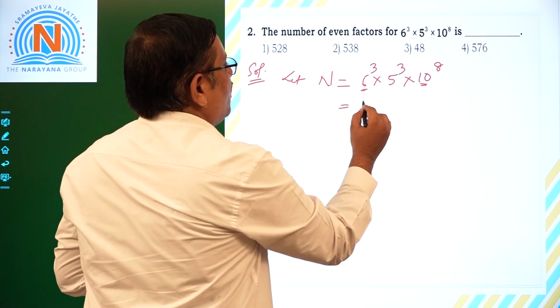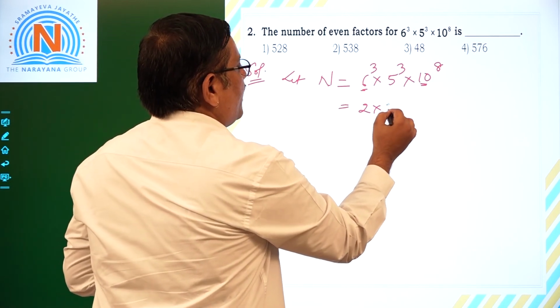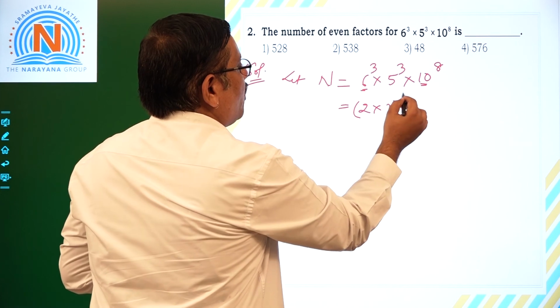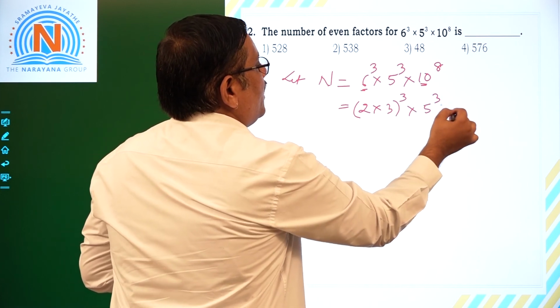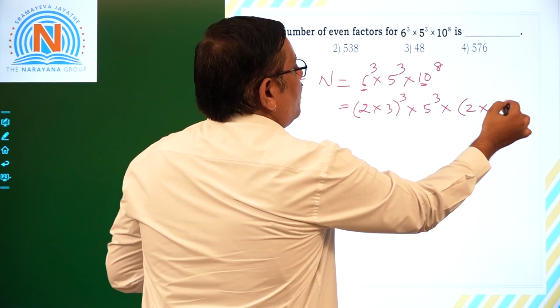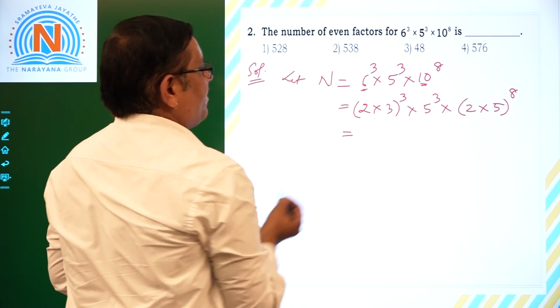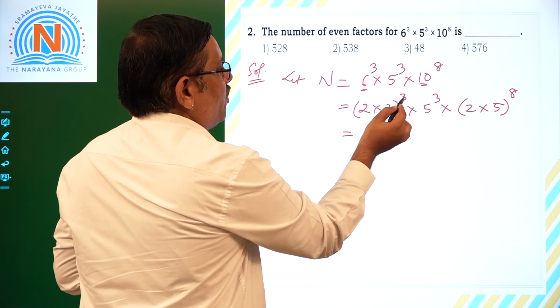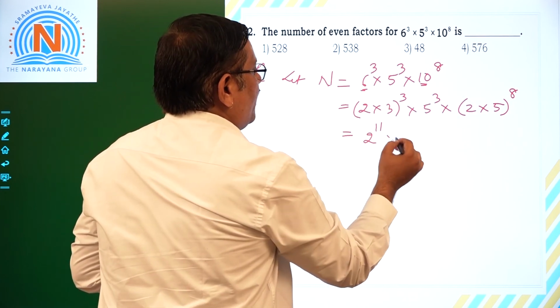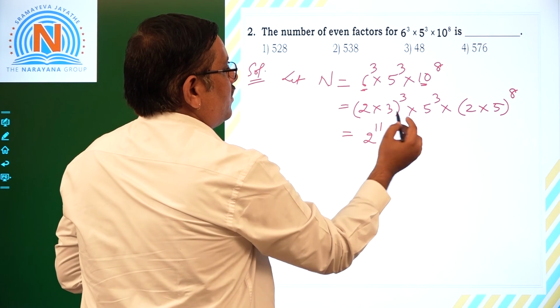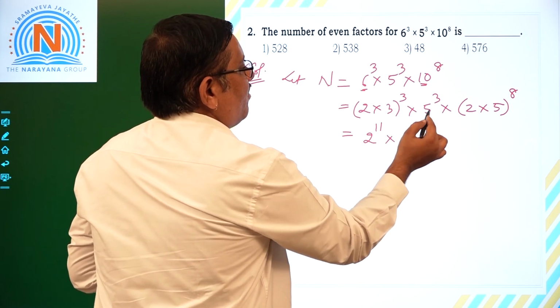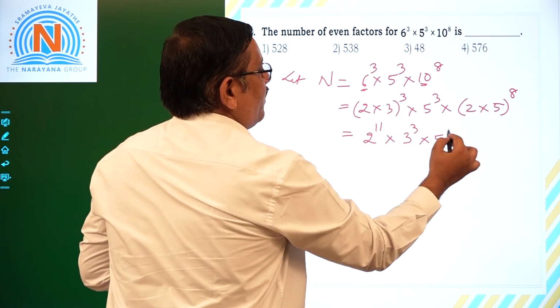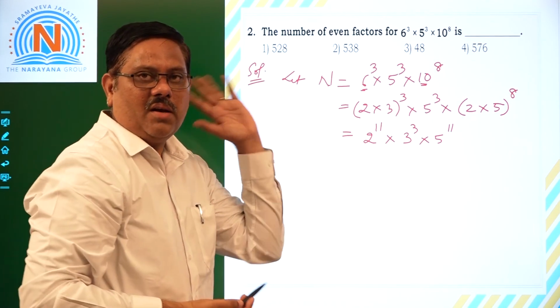6 is nothing but 2 into 3. So 2 into 3 whole cube into 5 cube into 10, which is nothing but 2 into 5 whole power 8. If you simplify further, it is going to be 2 to the power of, see, it is 2 cube, here 2 power 8, that is 2 power 11, into 3 cube, and here 5 cube and 5 power 8, that is 5 power 11. So this is the standard form of n.